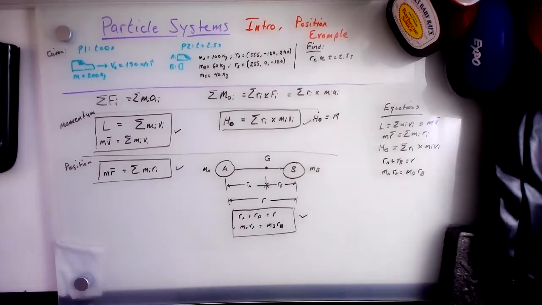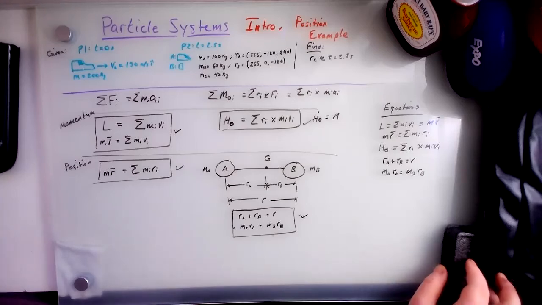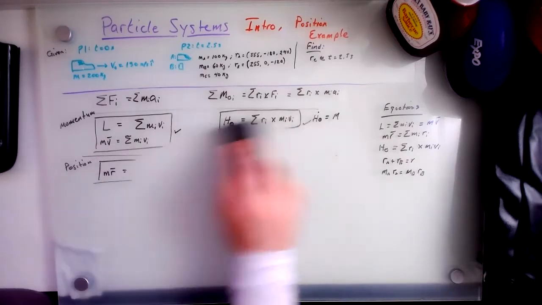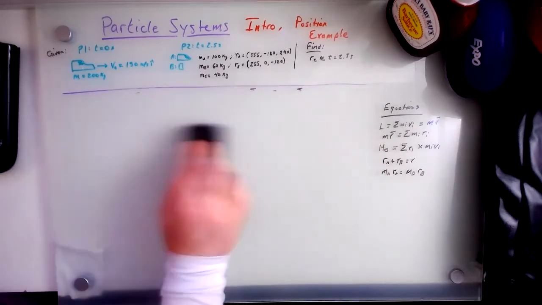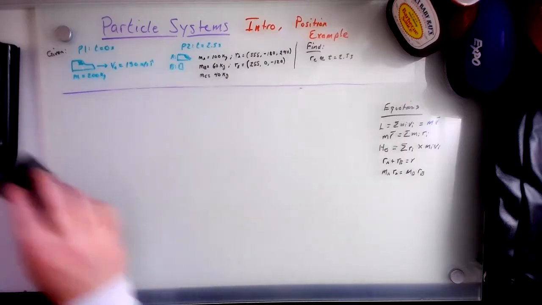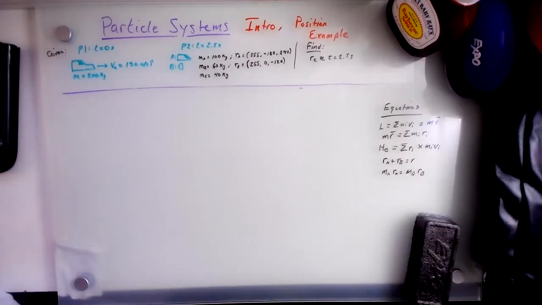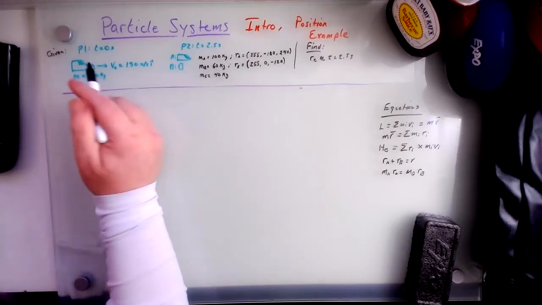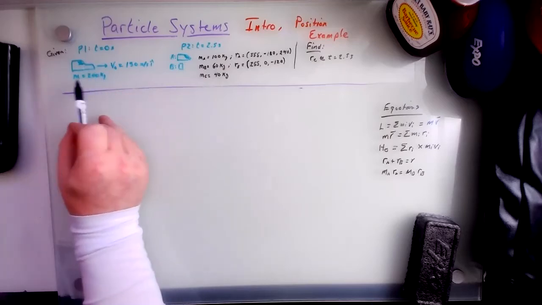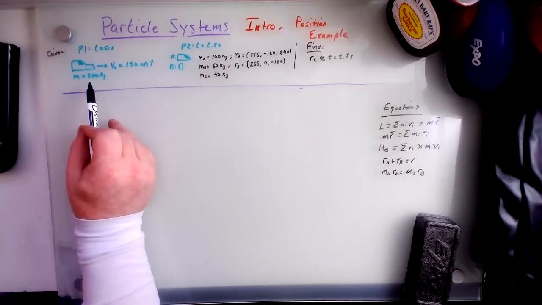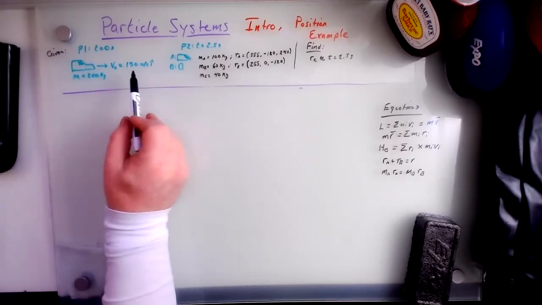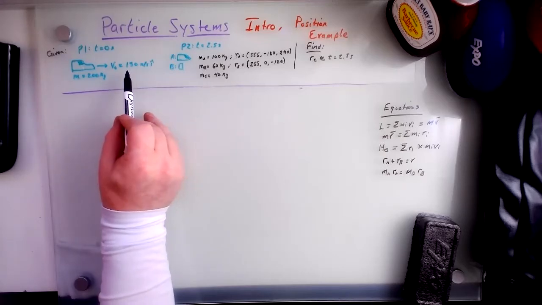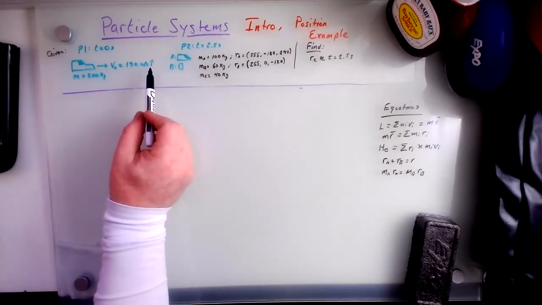Okay. All right, so let's look at this example problem, see if we can put some of this to work. We're given that there is a spacecraft passing through the origin. As it passes through the origin, it has a mass of 200 kilograms and a velocity of 150 meters per second in the I direction.